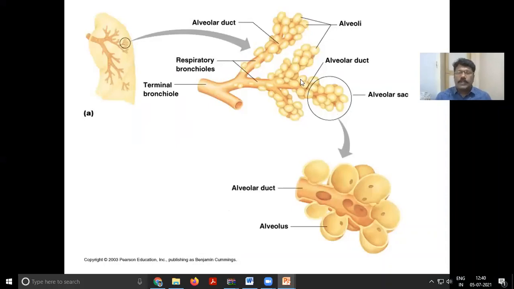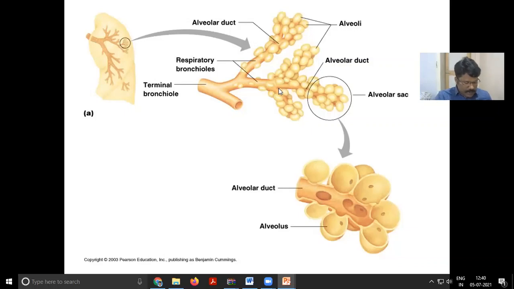So this is what we are discussing about the structure of the lungs. In the lungs, the trachea is divided into right and left bronchi, and each one is again divided into primary, secondary, and tertiary bronchi. And again, this tertiary bronchi is divided into primary, secondary, tertiary, terminal, and respiratory bronchioles, isn't it?